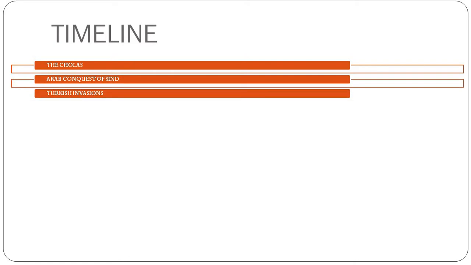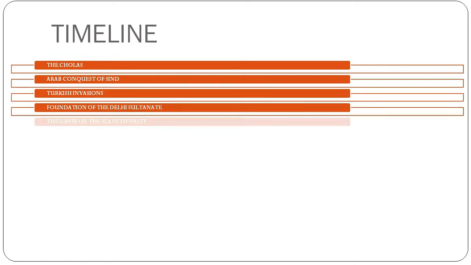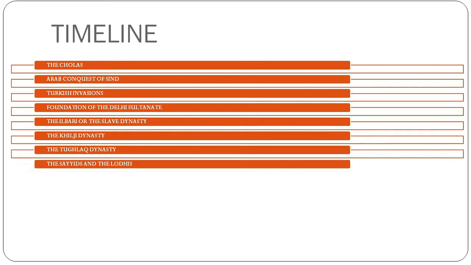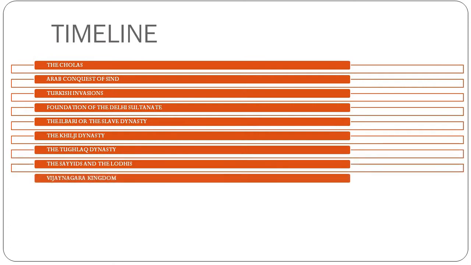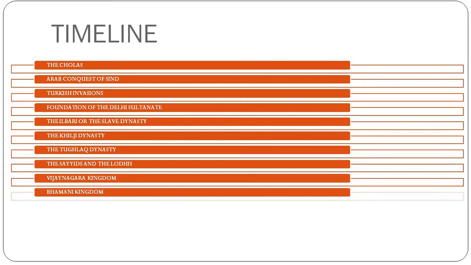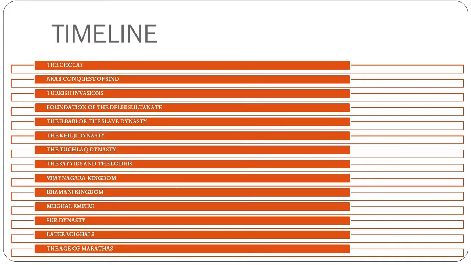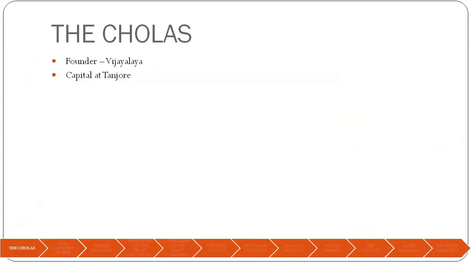The dynasties are the Cholas, Arab conquest of Sindh, Turkish invasions, foundation of the Delhi Sultanate, the Ilbari or the slave dynasty, then the Khilji dynasty, the Tughlaq dynasty, the Sayyids and the Lodhis, Vijayanagara kingdom, Bahmani kingdom, Mughal empire, Sur dynasty, later Mughals, and the last one is the age of Marathas, and then it came to an end. So now we will be studying each dynasty starting from the Cholas and till the age of Marathas. So the first dynasty is the Cholas.